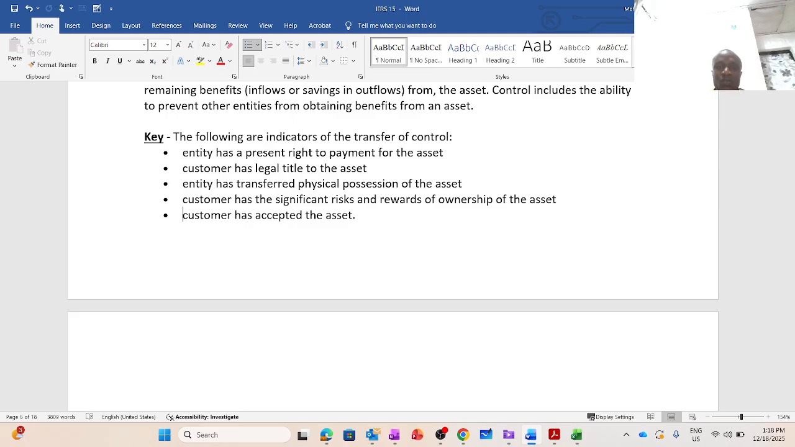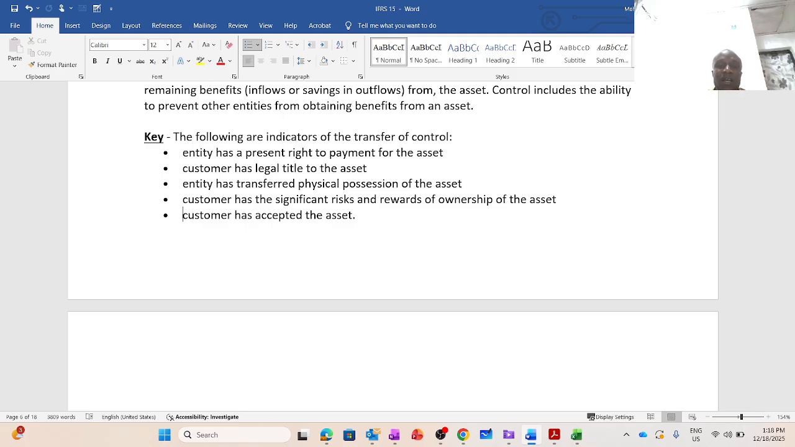Customer has legal title to the asset. If it is a computer, then you have collected the computer. It means you have the legal title to that particular asset now. So you need to ensure that the control has been transferred to the customer, and then we are going to recognize revenue. Entity has transferred physical possession of the asset. It's very clear. If it is a tangible asset, then once we have transferred the physical possession, for example the computer or the mobile phone, it's an indicator that the control has been transferred to the customer.